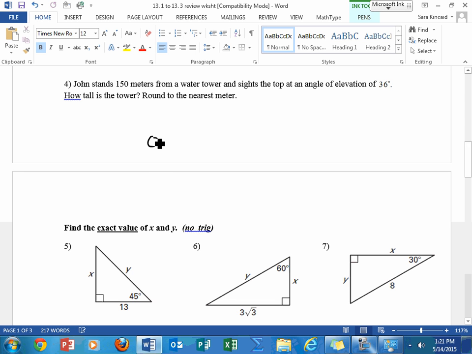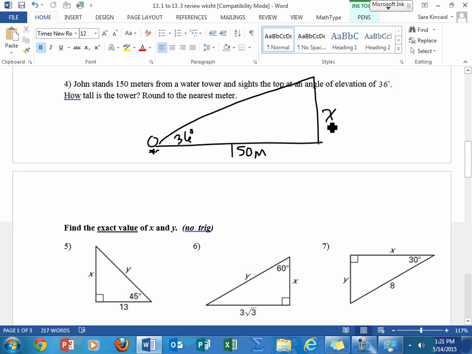John, there's John. Little guy right there. He's standing 150 meters from a water tower. It's a pretty bad drawing, I know. And he sights the top of the water tower at an angle of elevation of 36 degrees. So he's looking up at 36 degrees. How tall is the water tower?